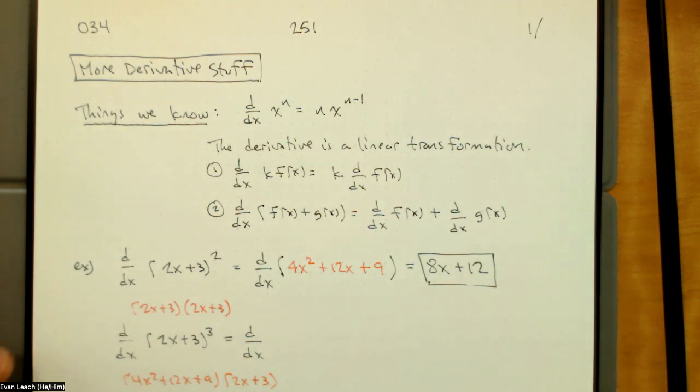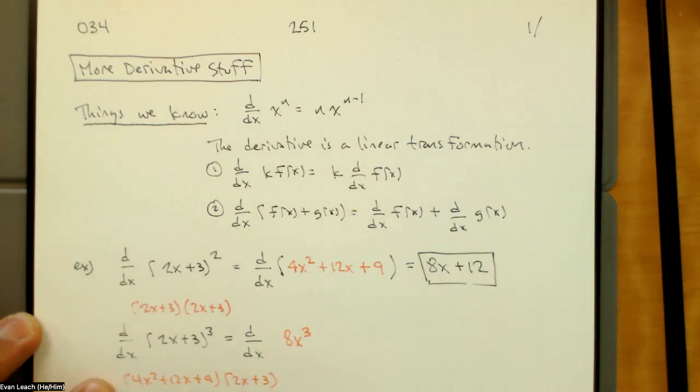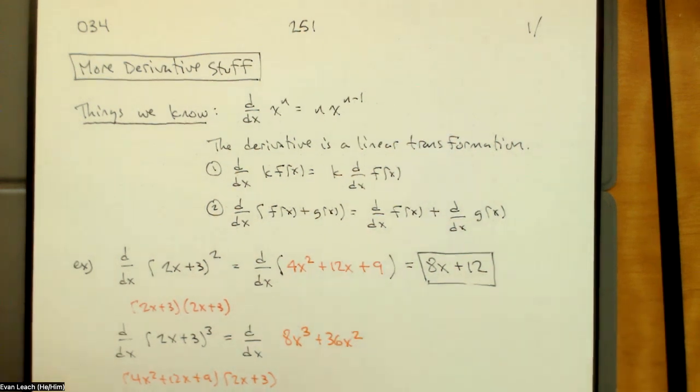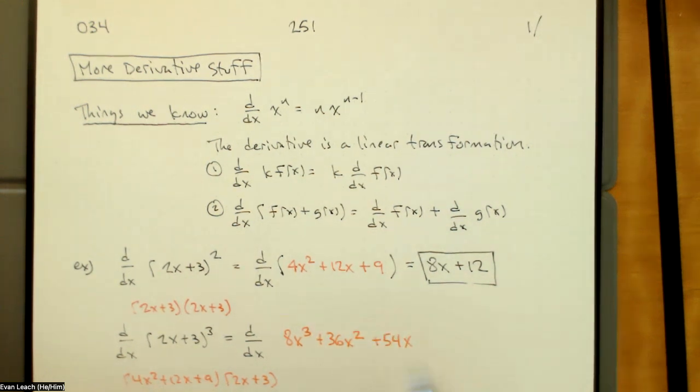To expand this out, I've got 8x to the third. My x squared terms are going to be 12x squared plus 24x squared, so 36x squared. My x terms are going to be 36x plus 18x, so 54x, and 27.